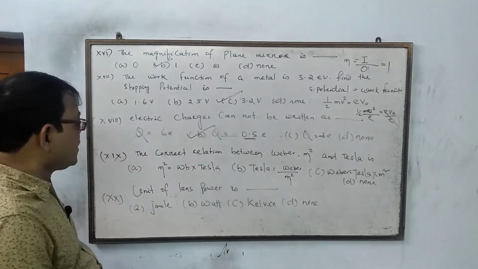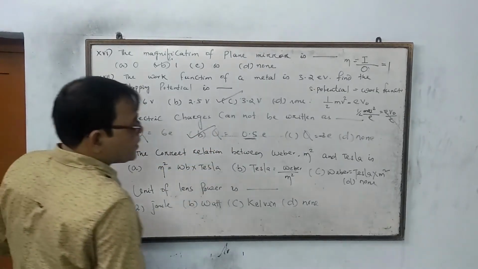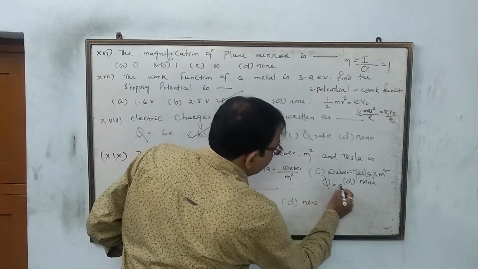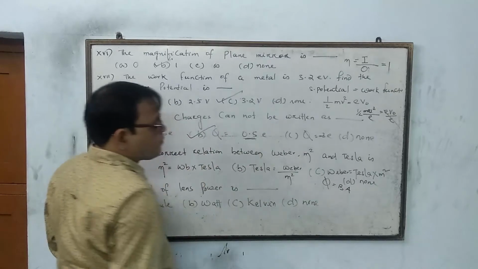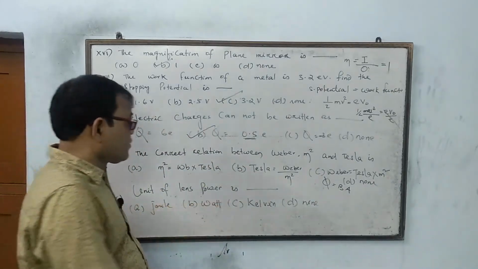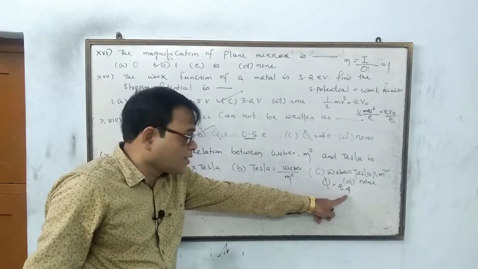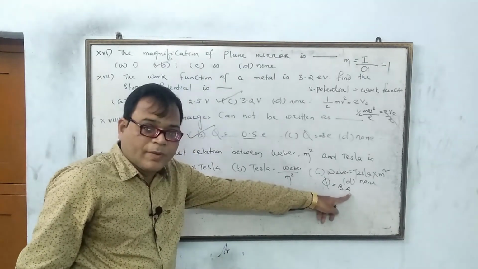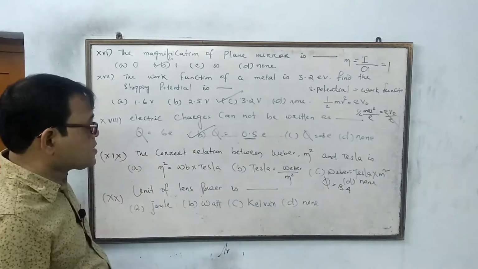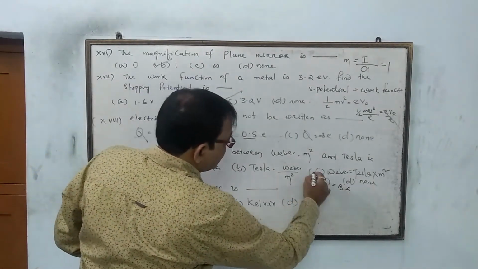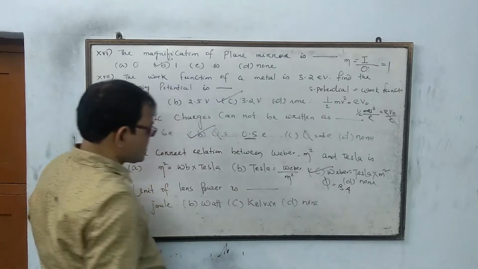The correct relation between Weber, meter square and Tesla. We know that phi is equal to B into A. Phi, the magnetic flux, is expressed in the unit Weber, B, the magnetic field induction, in Tesla, and A, the area, in meter square. So phi is equal to B into A. Therefore Weber is equal to Tesla into meter square. Option C is the correct answer.